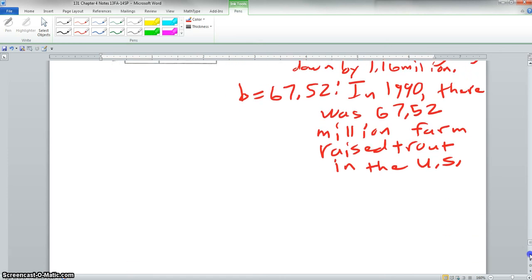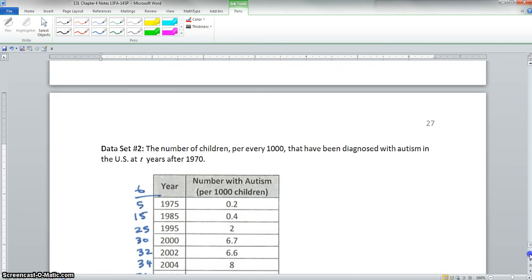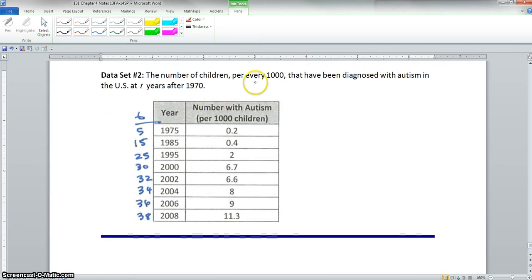Now we go here to data set 2, and it says here, the number of children per every 1,000 that have been diagnosed with autism in the U.S. at t years after 1970. Now when we look here at this chart, you notice that it's after 1970. This t right here is actually our L1. And the number of children with autism is our L2. So from 1970 to 75 is 5 years, 85 is 15, and so on.